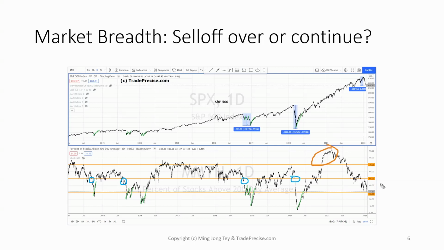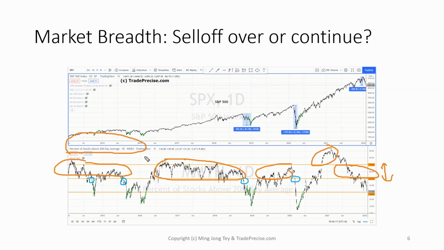And anything between 50% and 70% is still good. I think this is quite normal. This sort of market condition within 50 to 70% is very normal, because in a bull run, we don't really need every single stock to participate. If more than 50% of the stocks are above the 200-day MA, I think it is still a very healthy bull run, a very healthy uptrend.